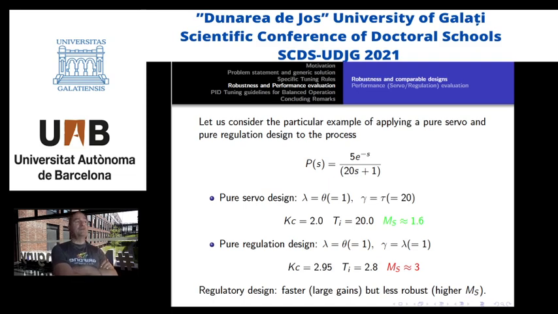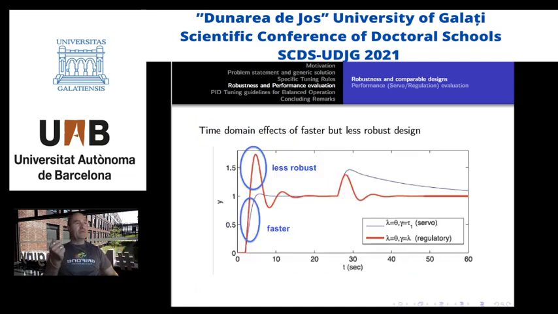Robustness here is measured in terms of MS, the maximum sensitivity peak. In this case MS equal 3 is shown in red because it's quite a high value. We would not say this system is robust because it's higher than 2, and this can also be interpreted in terms of gain and phase margins, that it gives very poor robustness measures. On the other hand, the servo design has a more moderate MS value, 1.6, that you can say is a quite good robustness level. But what is the effect that these large gains and lower robustness have in the time domain?